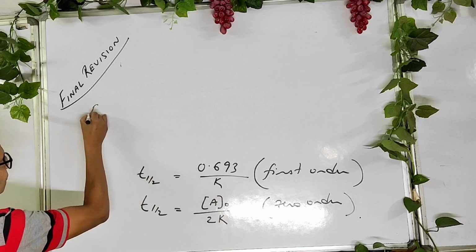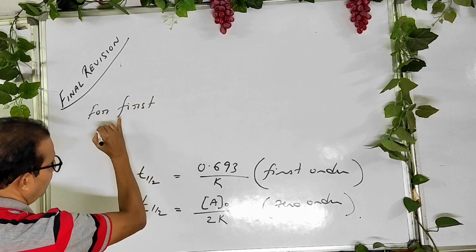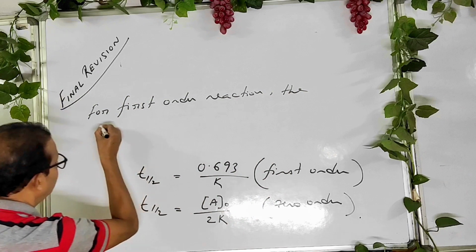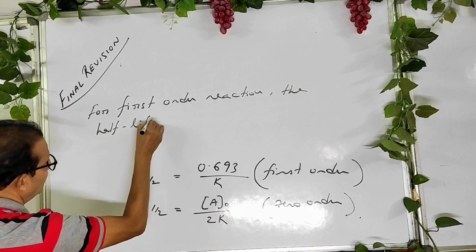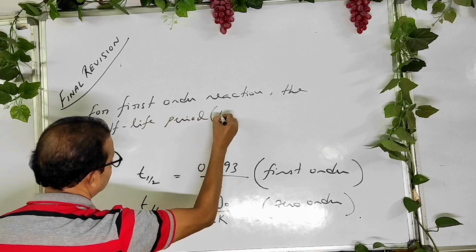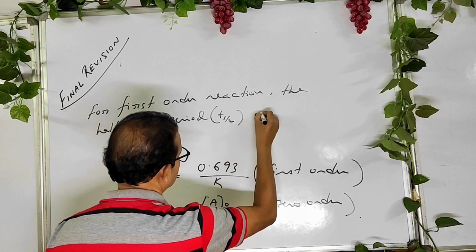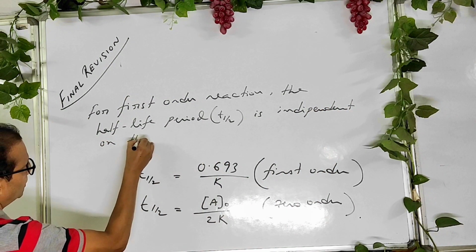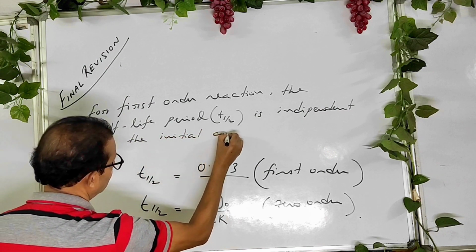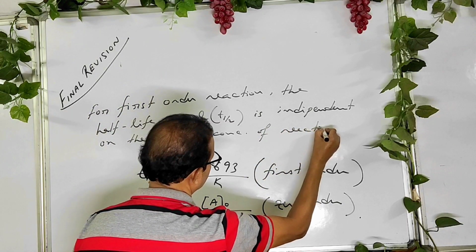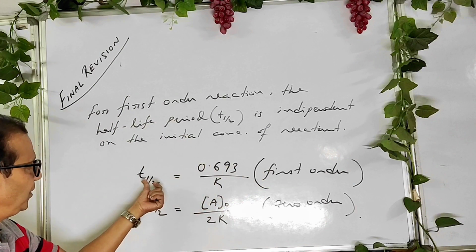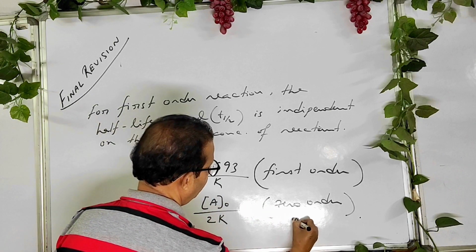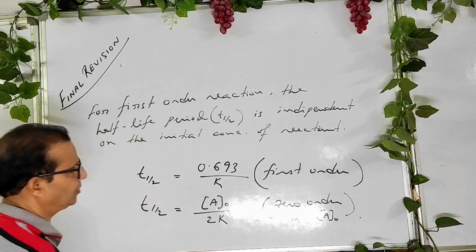So what is the conclusion? For first order reaction, this is a very important point. For first order reaction, the half-life period, that is T half, is independent of the initial concentration of reactant. So remember it, for first order reaction the half-life period is independent of the initial concentration, while for zero order reaction the half-life period is directly proportional to the initial concentration of reactant.